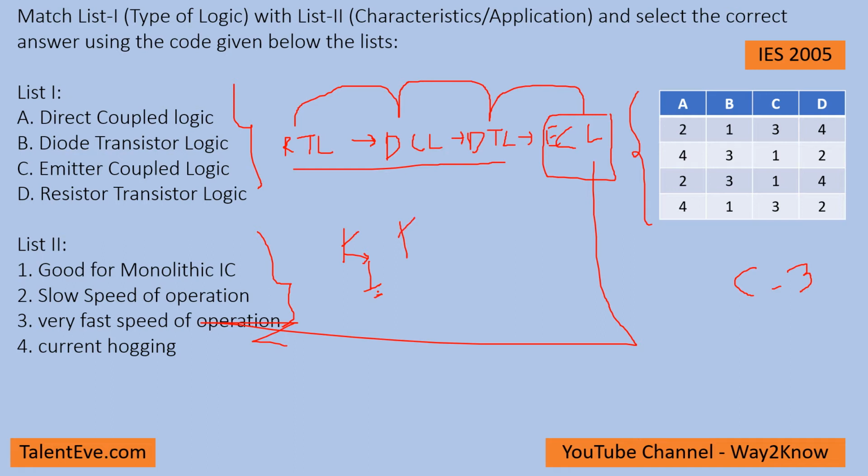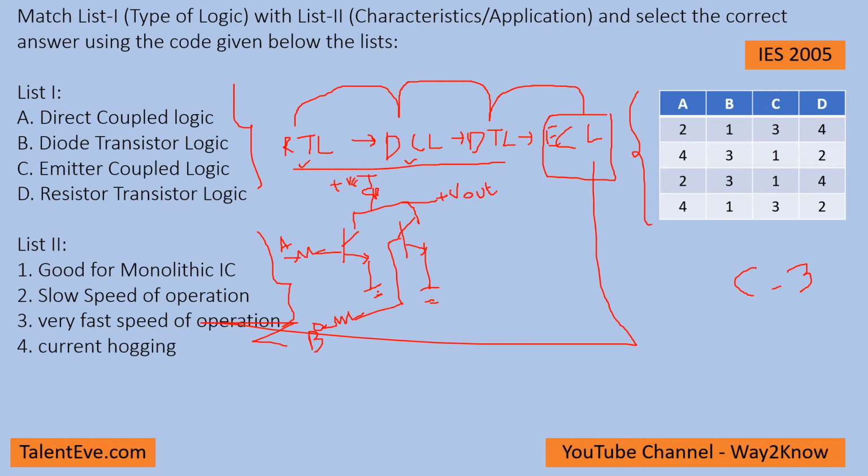If you consider a 2 input RTL gate, for example a NOR gate, plus VCC, and then there will be R. The base shall be coupled with a resistor and the input shall be provided, and then there will be another gate. So this is a 2 input NOR gate, and the output shall be from here. This is a simple RTL gate where the inputs are provided to the base through the resistors. So the difference between RTL and DCL is that there won't be any resistor here. The input shall be directly coupled.